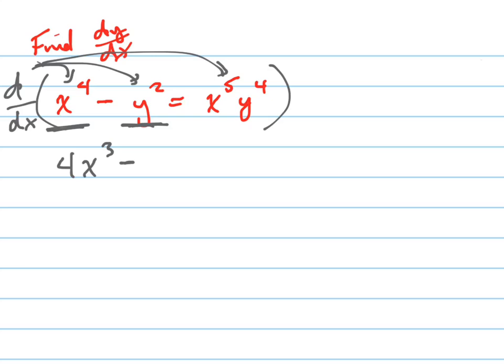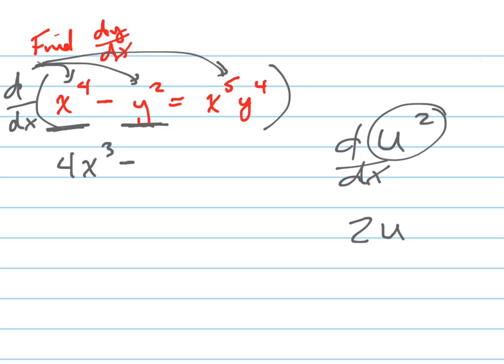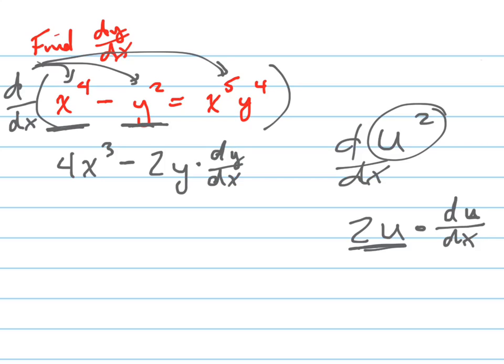How would you take the derivative of something squared? You would first take the derivative of the outside without changing the inside, and then you would multiply that by the derivative of the inside, whatever that is, which is u in this case, with respect to x. So I'm going to take the derivative of this outer function y squared, which is 2y, but then I'm going to multiply that by the derivative of y with respect to x, again assuming that y is some function of x.